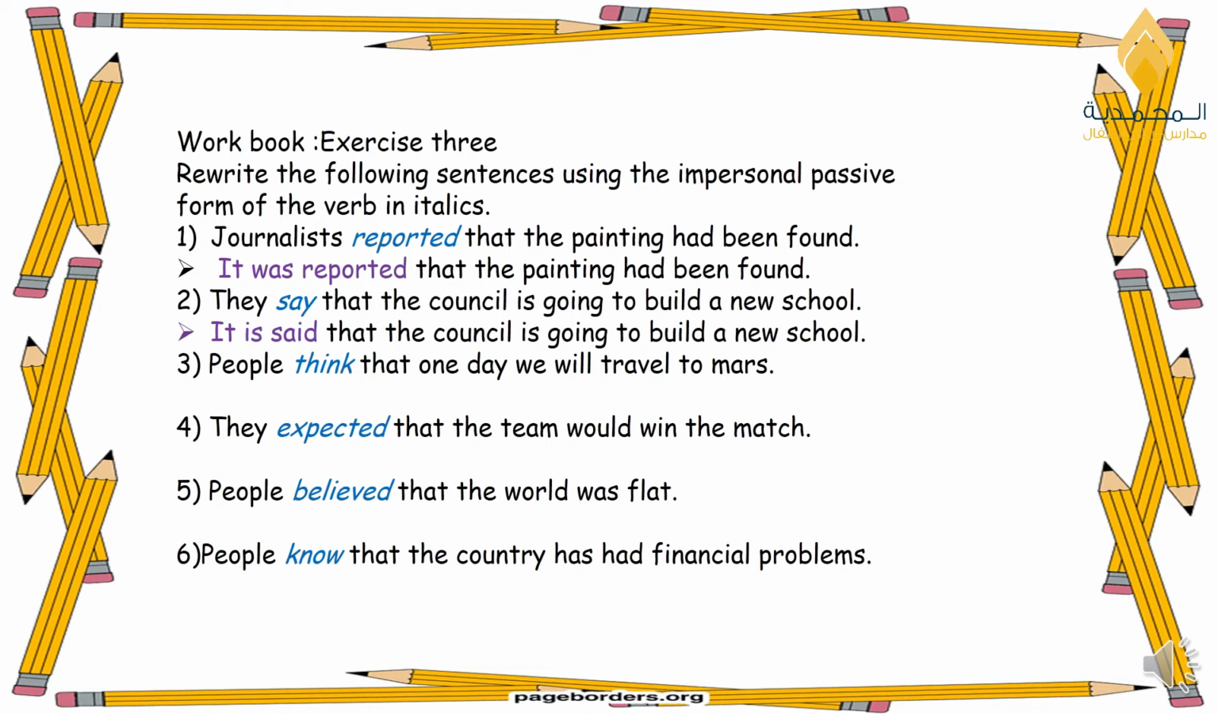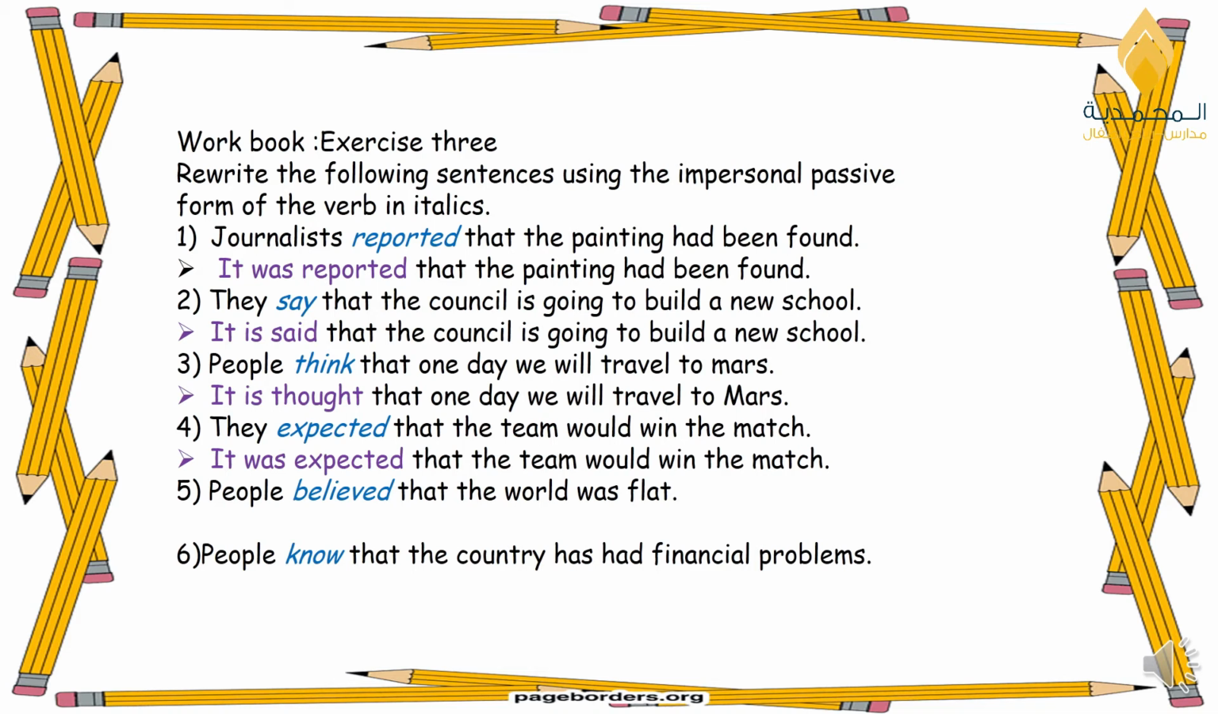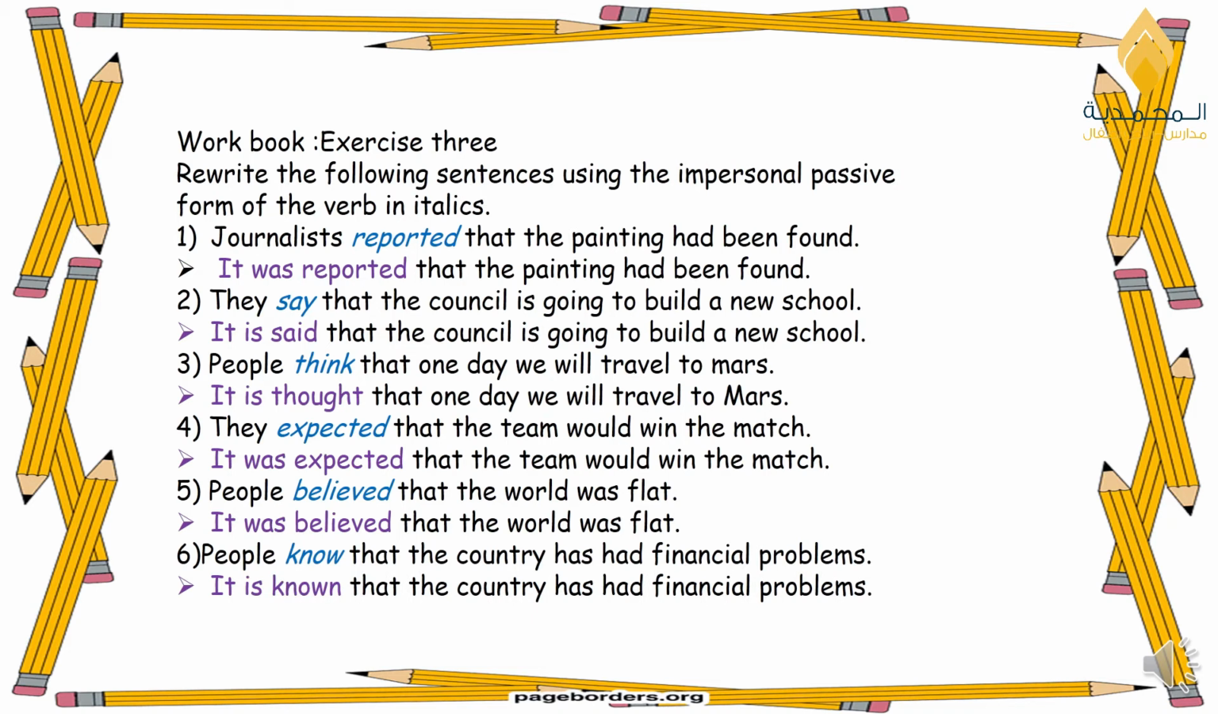Number 3 is also a present simple sentence. People think that one day we will travel to Mars. Okay. It is thought that one day we will travel to Mars. Number 4, they expected that the team would win the match. It was expected that the team would win the match. And number 5, people believed that the world was flat. I have to say it was believed that the world was flat. And number 6, people know that the country has had financial problems. It is known that the country has had financial problems. Okay? I think the impersonal passive is easy, right?